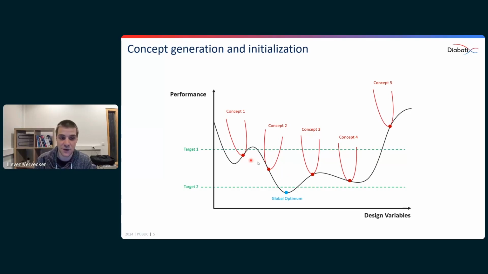It might be that one of those concepts already meets your requirements if your requirements are not that strict. It might be that none of those, or most likely none of those, will meet it, and then you can still use these concepts as a starting block to further improve the performance, to get to that global optimum that you then need to look for. That's basically what this graph looks like. I hope that answers your question.